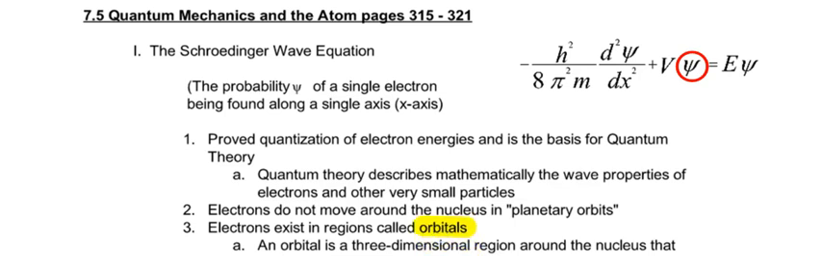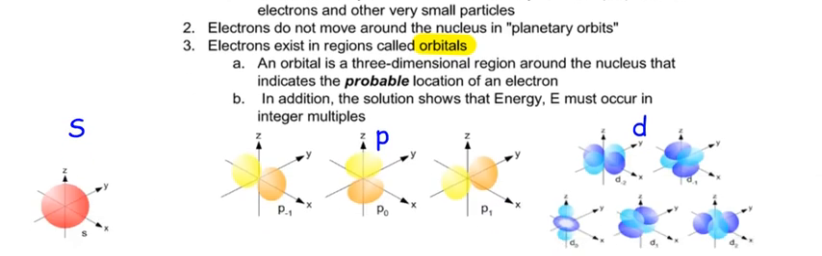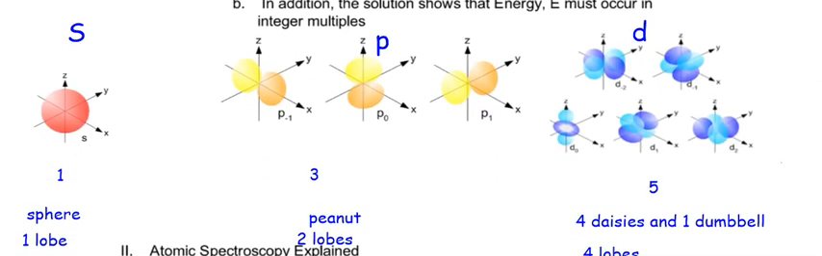He says we're going to call these orbitals, not orbits, orbitals. So what is an orbital? It is a three-dimensional region. The answer to this mathematical problem is this three-dimensional region around the nucleus that indicates the probable location. In addition, it shows that energy must occur in integer multiples. What I've done here is show my s, p, d, and shortly I'll show you the f. The sphere, what I call the peanuts, what I call daisies, and a dumbbell, these are all answers to that equation above.